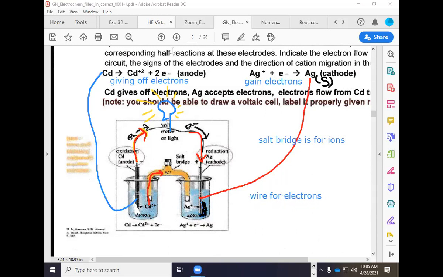So if you have a metal that really likes to give off electrons and a metal that likes to gain electrons, this is going to work. That's the idea. You want to be very careful in what you choose. You would specifically want a system where you choose a metal that loves to give off electrons and combine it with a metal that loves to gain electrons.